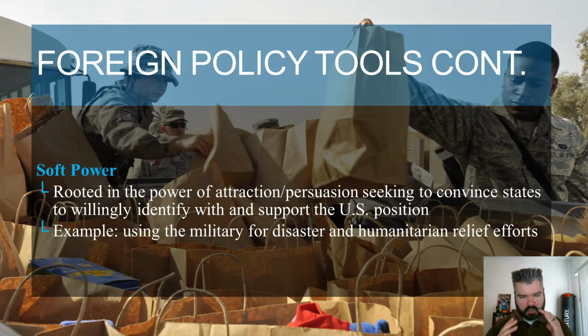So there are two types of power regarding how we use our tools that I want to have a quick discussion on. The first is soft power, rooted in power of attraction, persuasion, seeking to convince other nations to willingly identify with and support the United States position on whatever the issue may be or country it may be. An example is using the military for disaster and humanitarian relief efforts. So soft power is trying to attract other nations to our point of view, trying to persuade them to our way of thinking.